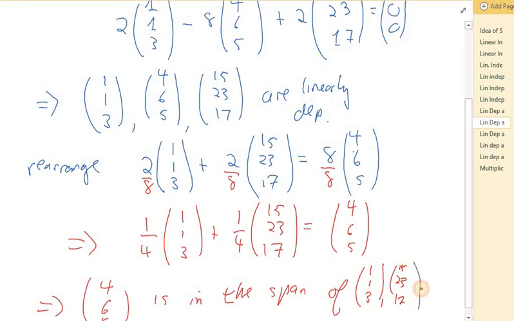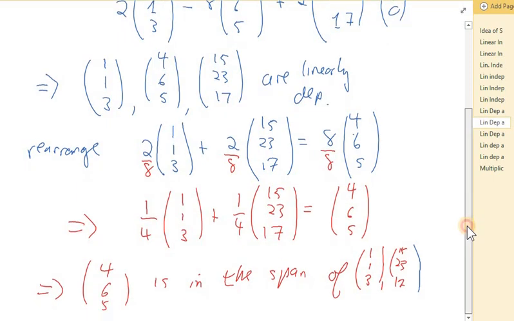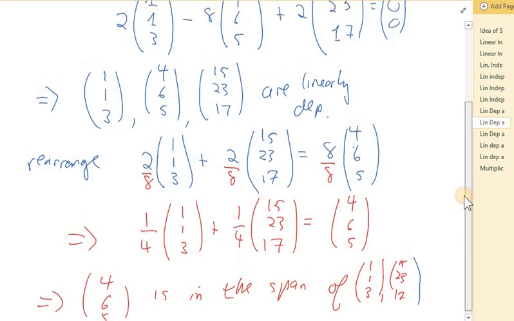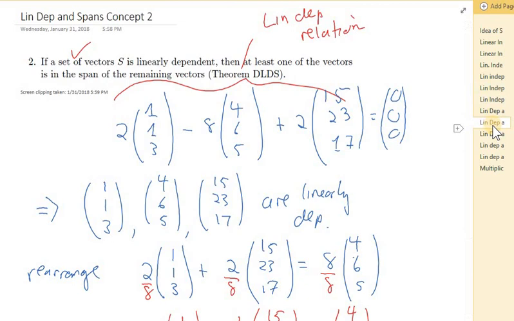So you can see the strategy. All I did was take the linear dependence, move one vector to the other side, divide out by the coefficient, and then I get a span relation. I get that vector in the span of the other vectors. All right, let's go to the next concept.